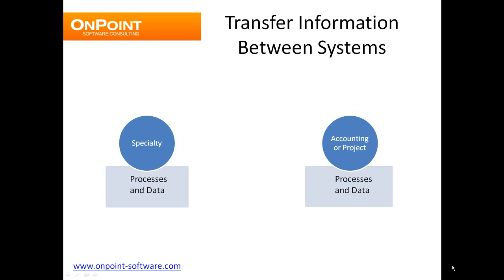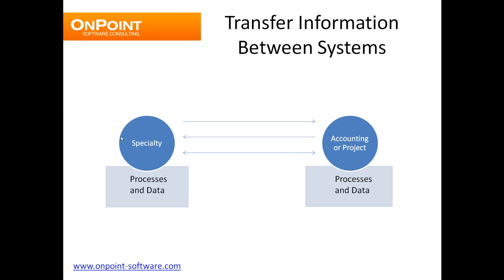Okay, let's shift gears now and let's talk about a bridge or system interface. In this example, we've got our two systems. We've got our specialty processes and data in that program, and our accounting processes and data in that program. We may have the need to simply move data from our specialty program into accounting. One-way transfer of information. Or, alternatively, we may have the need to simply move data from accounting or project into our specialty. More times than not, it's bidirectional. We've got to move data both directions.